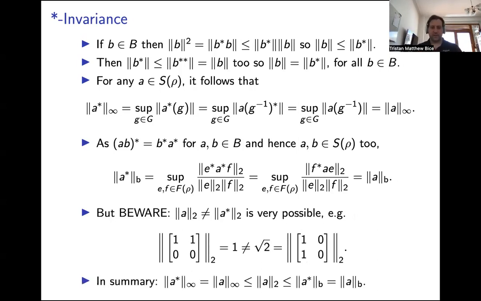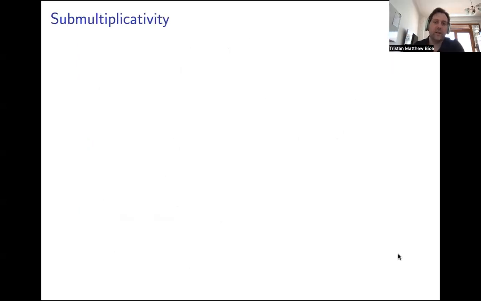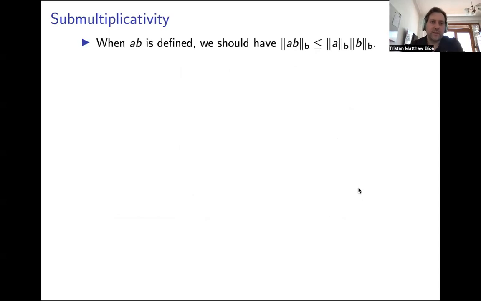So just to summarize the inequalities we've proved so far: the infinity norm is star invariant, the 2 norm is not, but it is below the B norm, which is again star invariant, and the 2 norm itself is below the B norm of A. Next, submultiplicativity. When AB is defined, we would hope, if this B norm really is a kind of C-star algebra norm, that we get submultiplicativity.